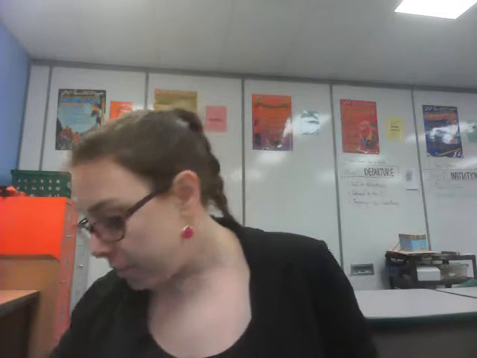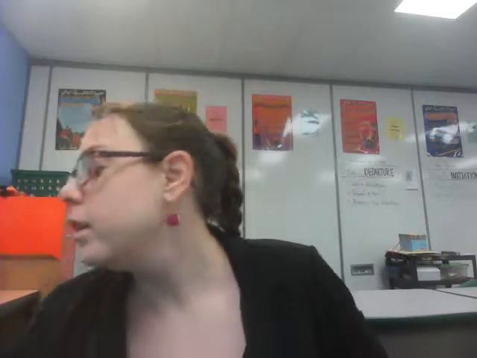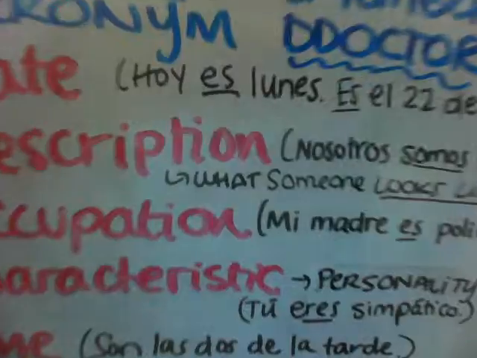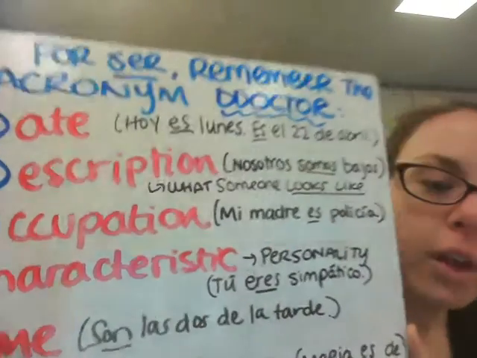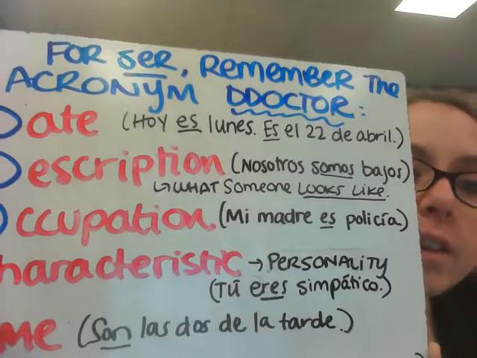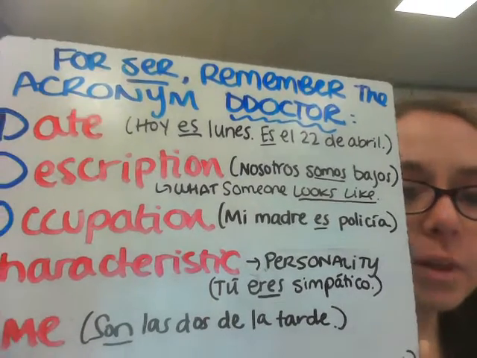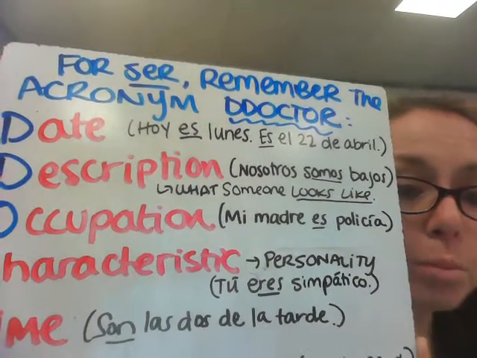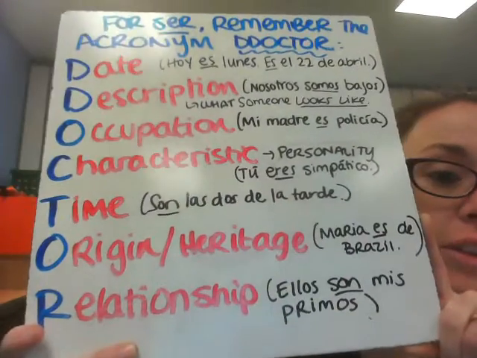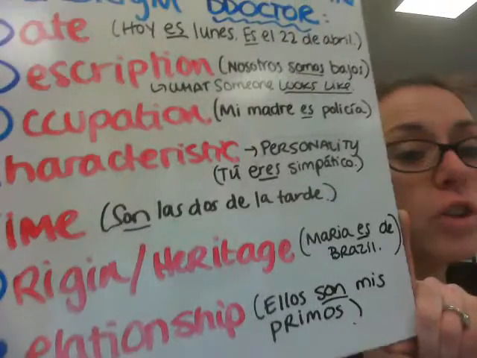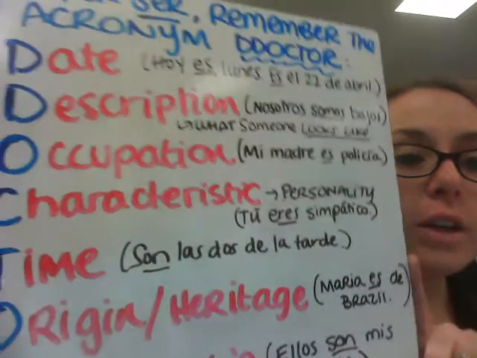So let's talk about the acronym that we use for ser. And for ser, the acronym that we want to remember is DIDACTOR. Okay, yes, it has two D's at the beginning because I needed two D's, and I think that DIDACTOR sounds cooler than Dr. D. All right, so the letters in DIDACTOR need a little bit less explanation than for PLACE. They stand for date, description, occupation, characteristic, time, origin or heritage, and relationship. So let's talk about what each of these means.